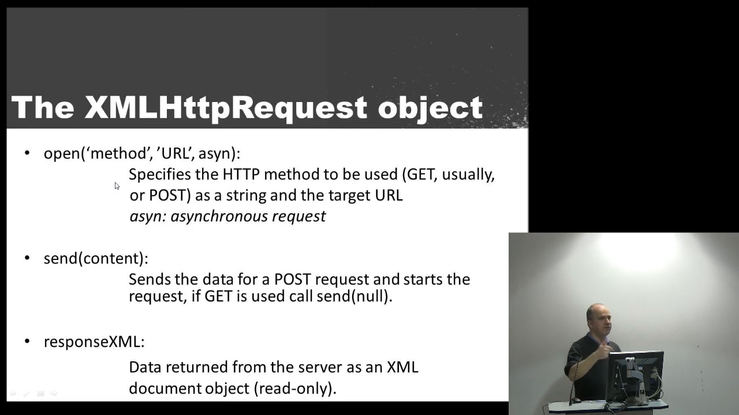Here we are back to these 3 important commands. Open: the method, is it get or post, the URL where your data are, and then this tag: do we want to be asynchronous or not? By default, you are asynchronous, which is logical because Ajax has the A for asynchronous. Then you will send the content, depending on post or get, you will use one way or another, and then you will be waiting for the answer.